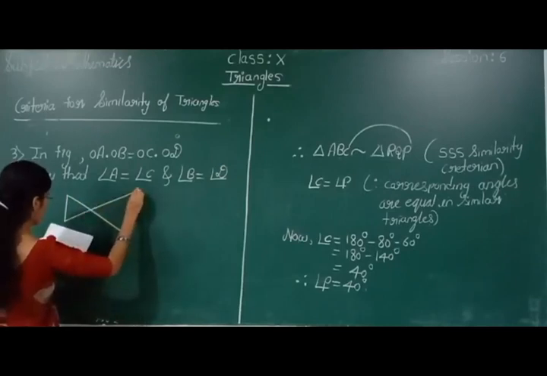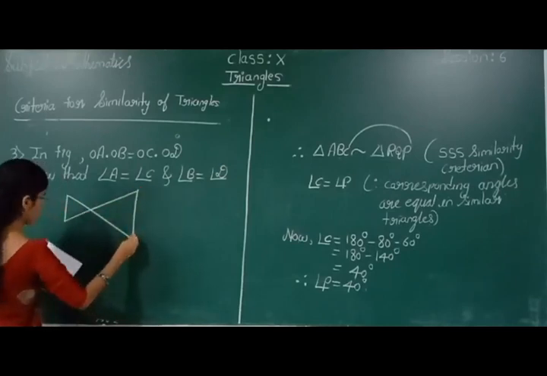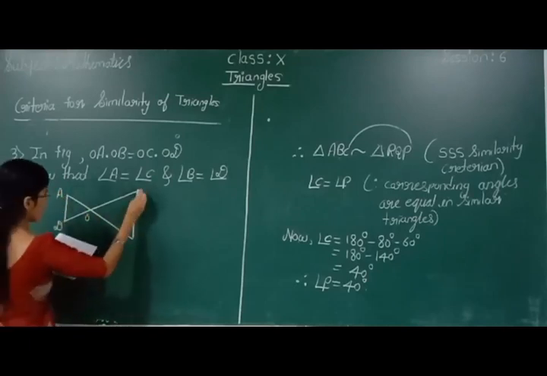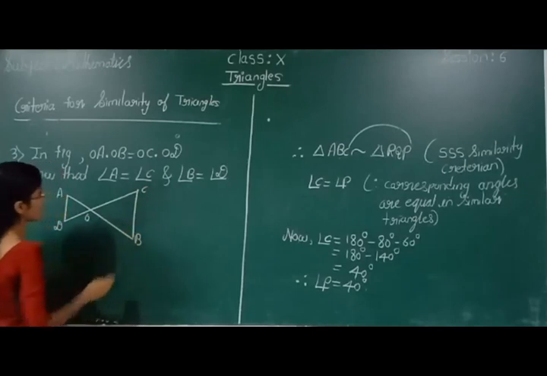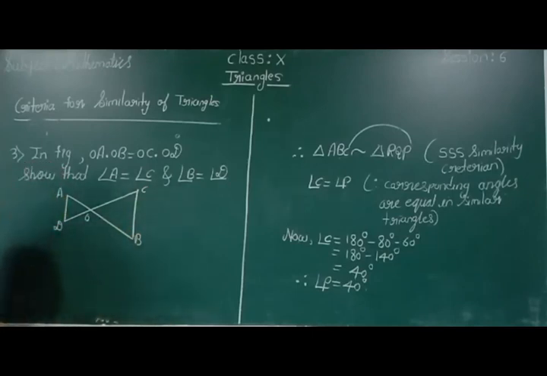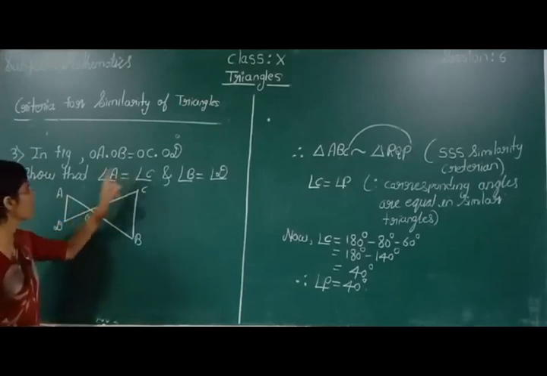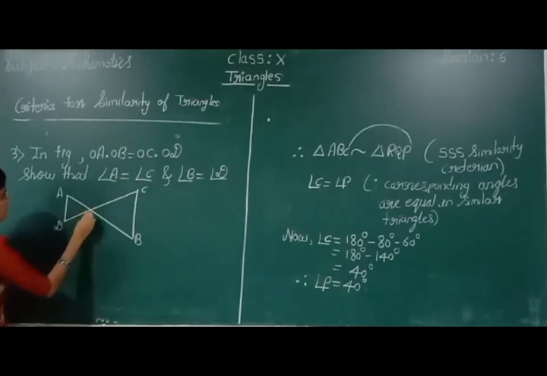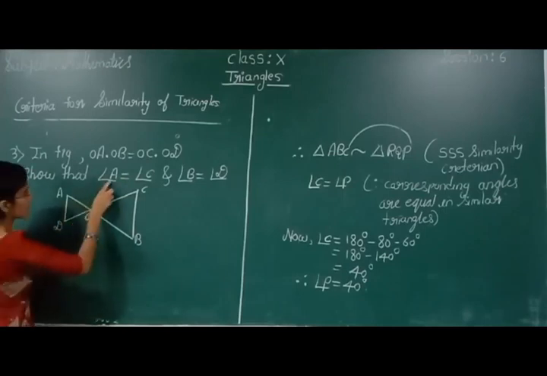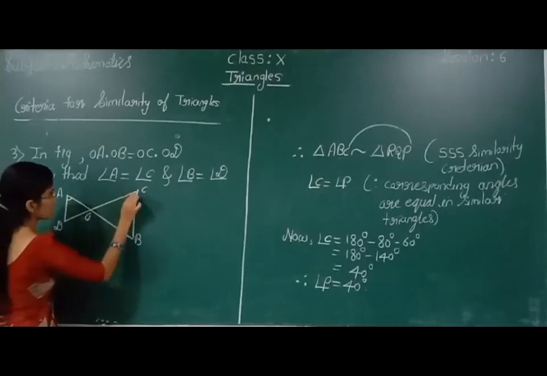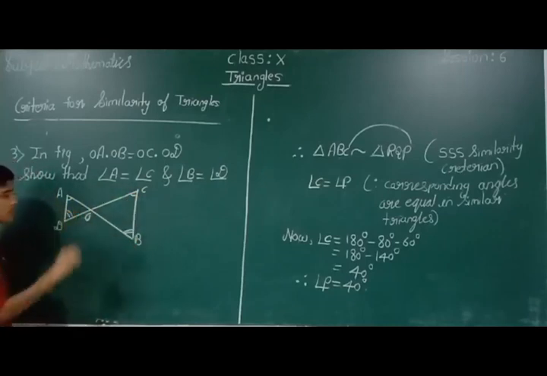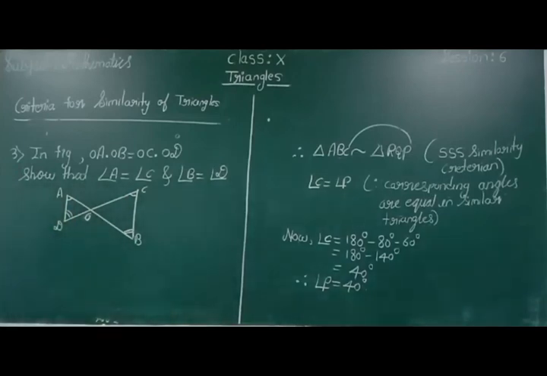They have given here the figure for this question, ADO and CB. See here, in figure, OA by OB is equal to OC by OD. We have to show that angle A is equal to angle C and angle B is equal to angle D. We have to prove this here.